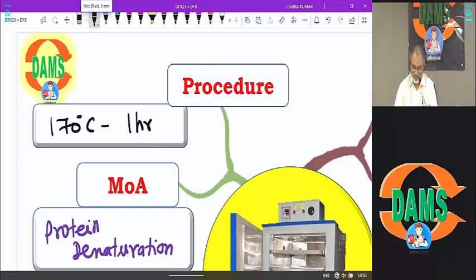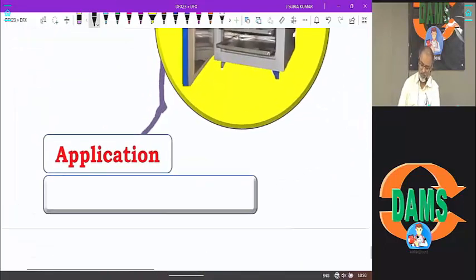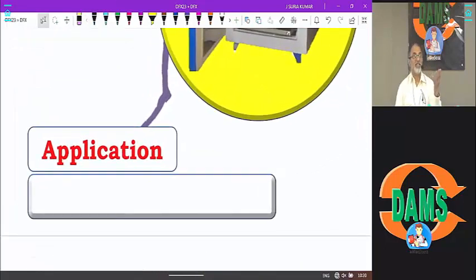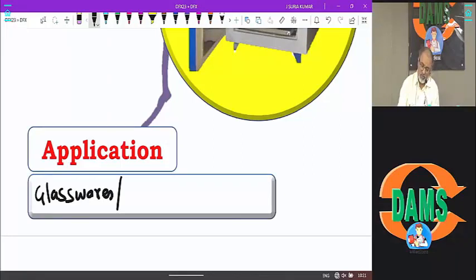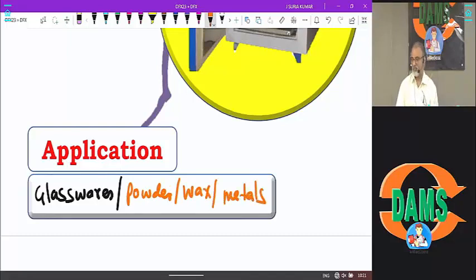Okay. Next is, what is the application of hot air oven? Yes, glasswares, wax, powder, all those things which are spoiled by moisture. You can go for glasswares, powders, wax, metals. Wax, metals, glasswares, powders, these are all applications of the hot air oven.